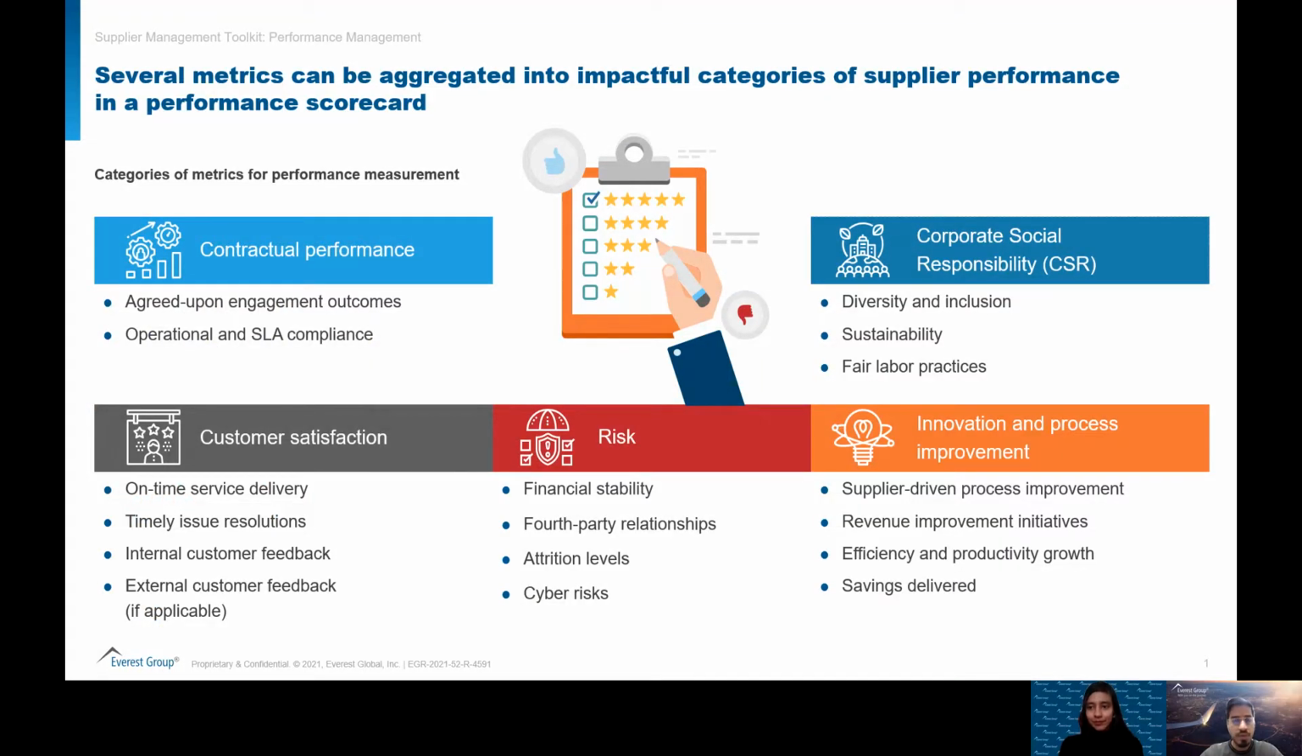Talking about these parameters, we have contractual performance, CSR related parameters, customer satisfaction, risk related assessment, innovation and process improvement. So these are five critical assessment parameters that go into creating a performance scorecard for these suppliers. These are again overarching parameters. We can possibly add and remove some of these basis requirements and expectations with the supply base. But this definitely gives a directional view in terms of how we should go about creating these scorecards.